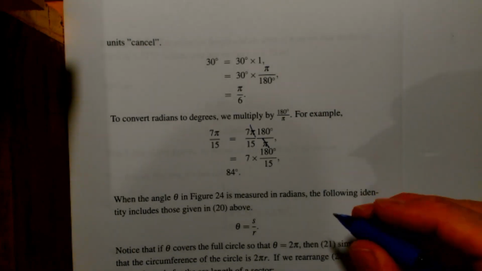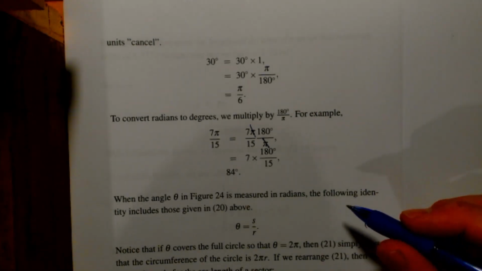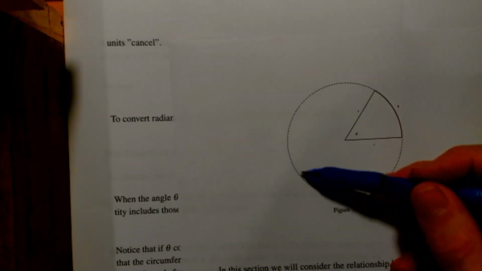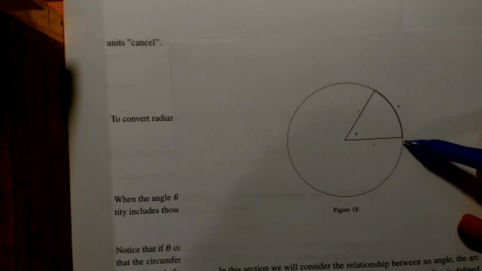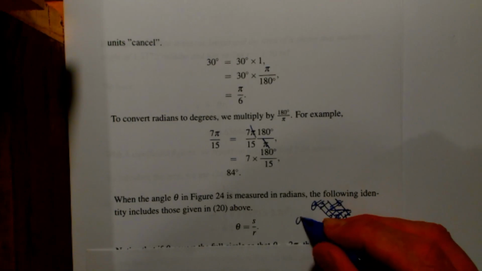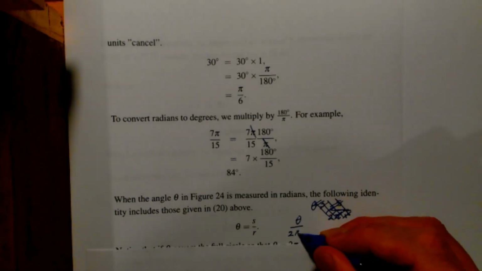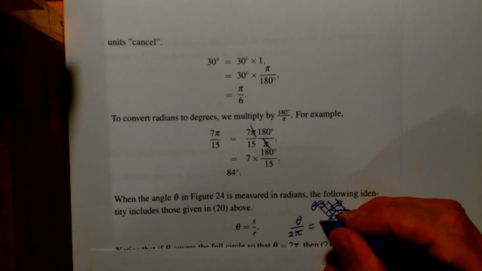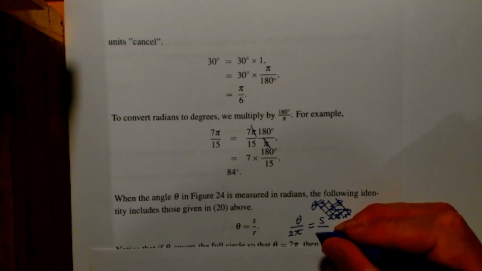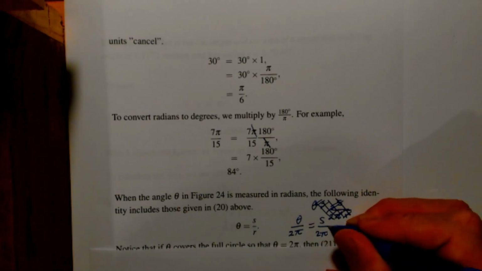Okay, so what we had then is that, let's have a look at the figure again. So this angle theta gives you a proportion of the angle 2 pi radians. So what I should say is that theta over 2 pi is s over the whole circumference of the circle, 2 pi r. Okay, now if we multiply left and right by 2 pi, we get this identity right here.